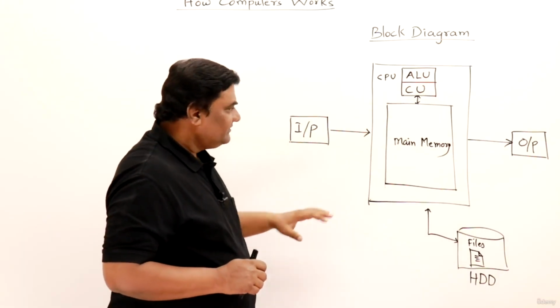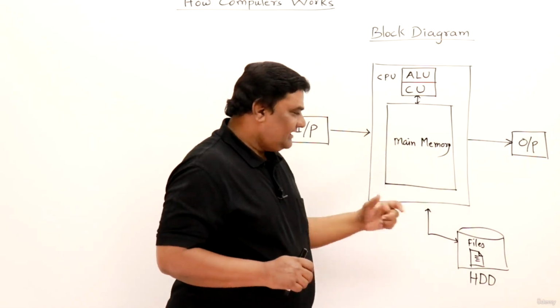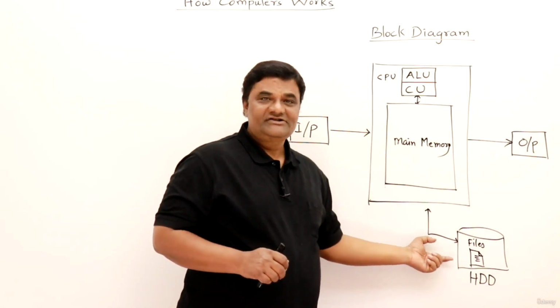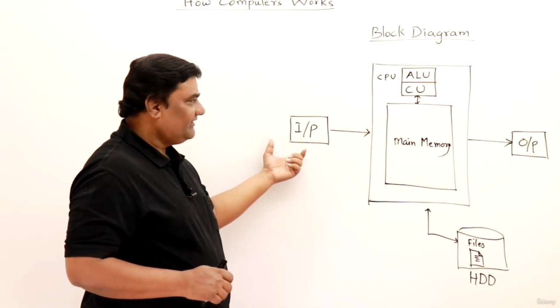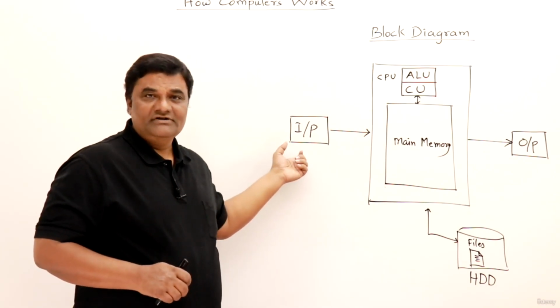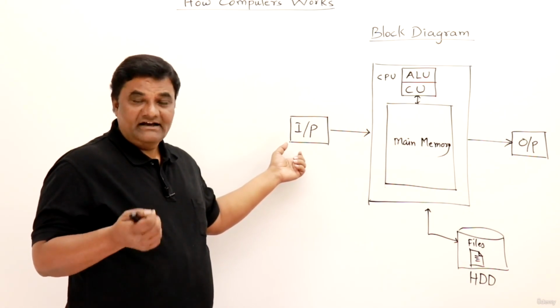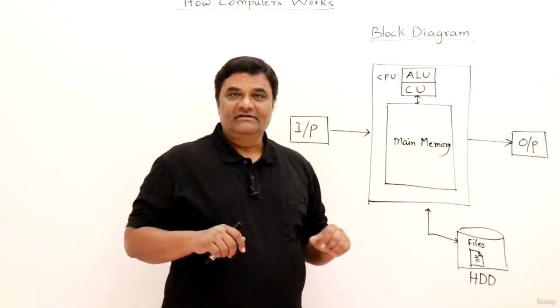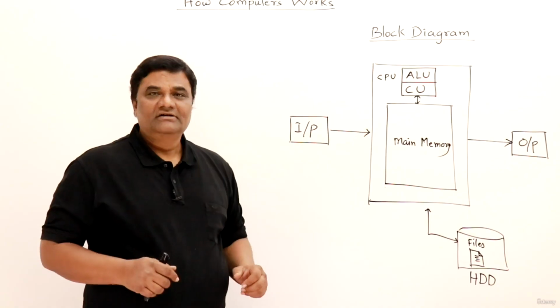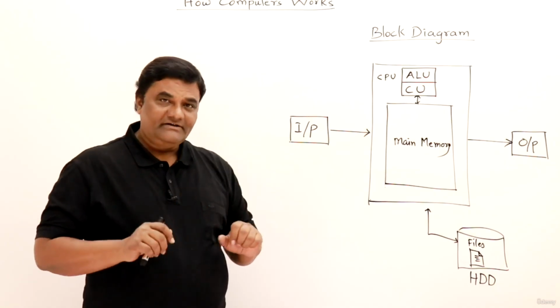I'll explain their working. The next is main memory, and this is the hard disk drive, which contains the data in the form of files. And this is the input device, like keyboard, mouse, or stylus, tablet, anything. Then this is the output device, like your monitor or printer and speakers. Now let us understand their working.